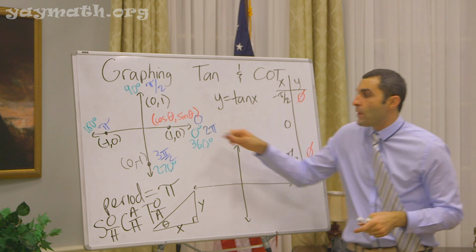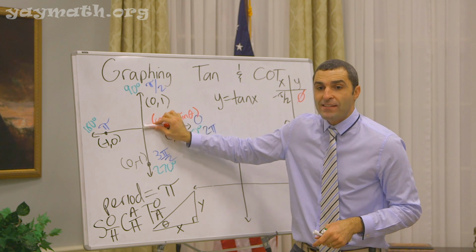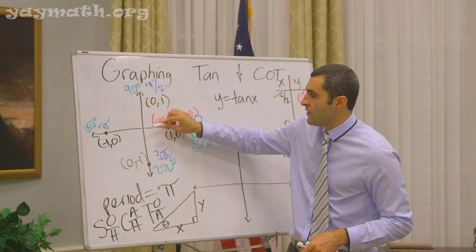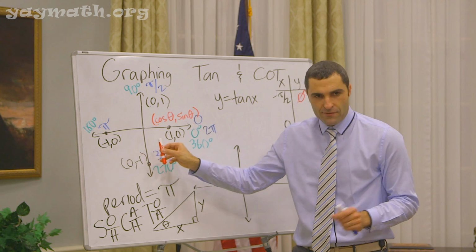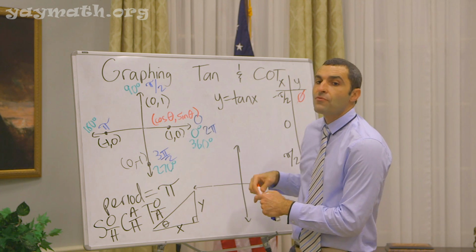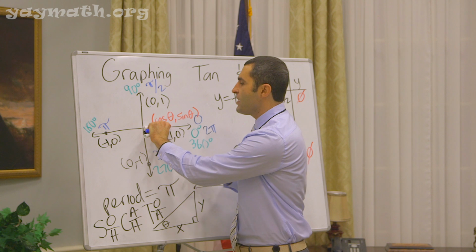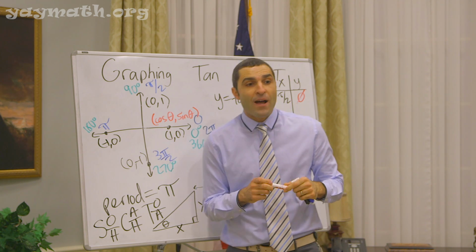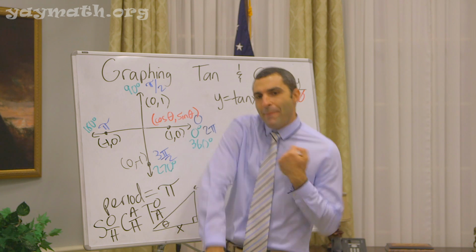Negative pi over 2. Where's negative pi over 2? No, this is positive pi over 2. Oh, this over is 3 pi over 2. Negative pi over 2 is positive 90 degrees. Oh, so we're going in the opposite direction. Right. Is this clockwise or counterclockwise? Counterclockwise. Counterclockwise is positive. Yeah, baby.